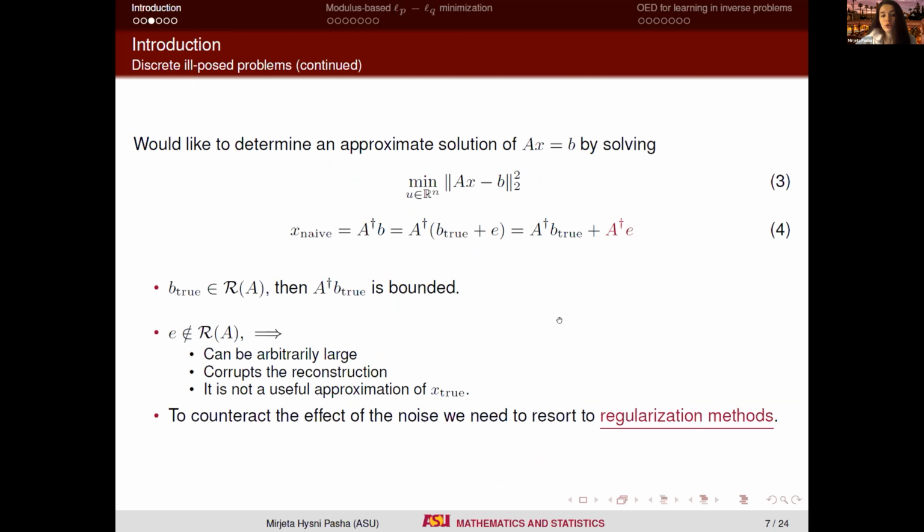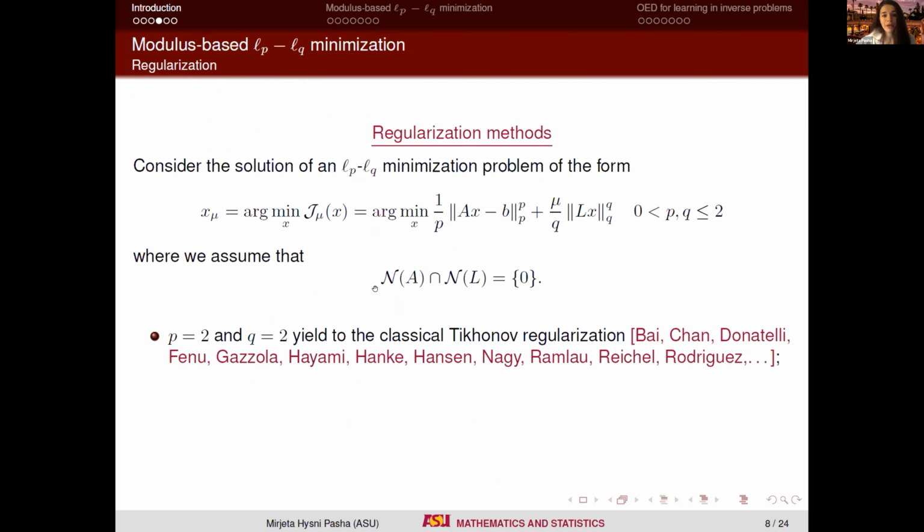So to counteract the effect of noise and those difficulties coming from these problems, we consider regularization methods. One type of regularization method is based on this type of functional, where this part over here is called the regularization term, and this is the regularization parameter, and the first part over here is called the data fidelity term that takes care of the noise.